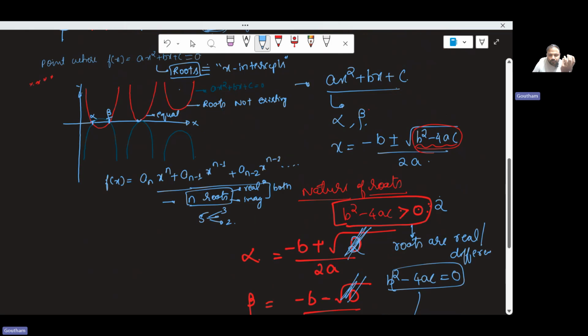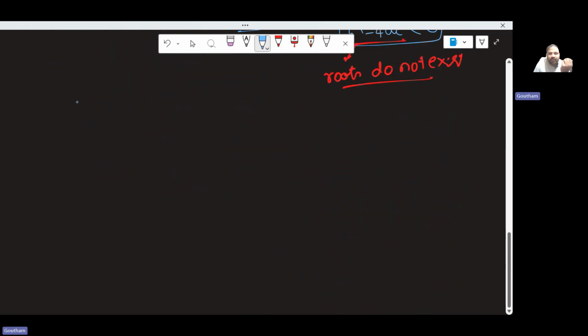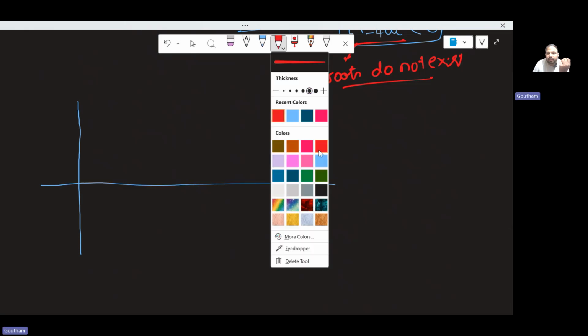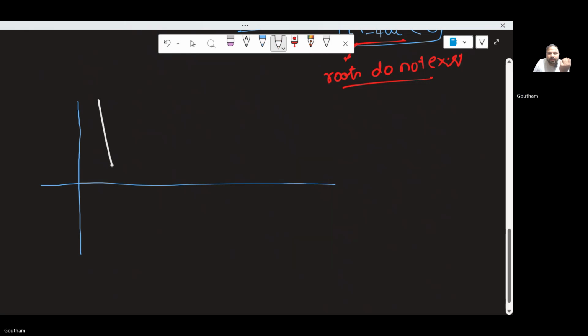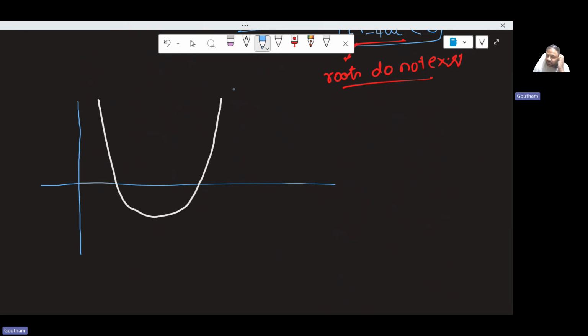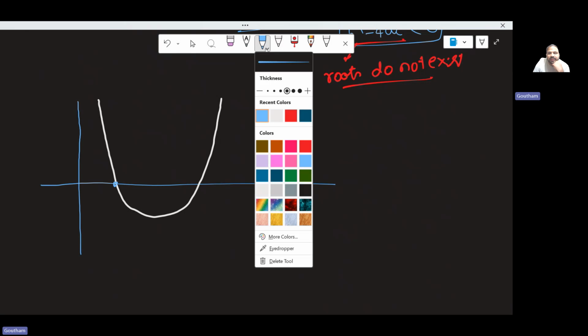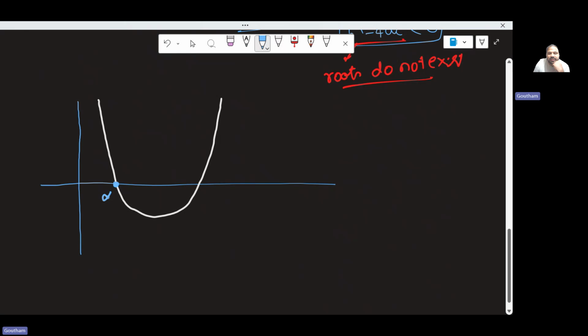See here, I had shown you the graphs earlier. You can see this, it's very, very interesting. This is my curve. If you analyze this curve, here it is touching the x-axis at two different points. These are my roots. This is my root. Now, what is this one?